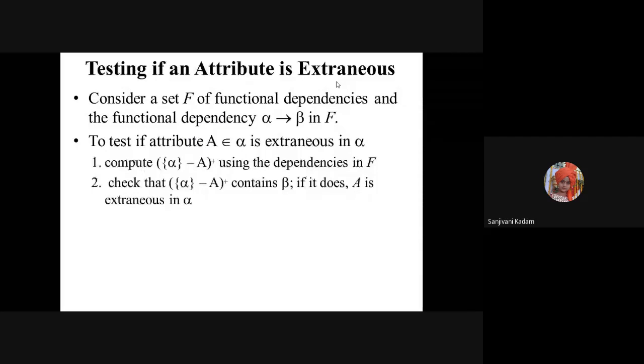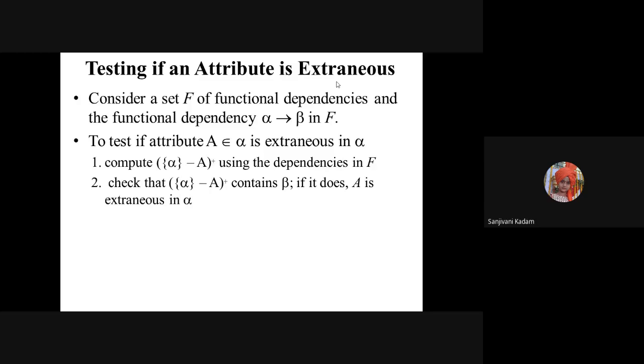So testing can be done. Testing if an attribute is extraneous. Consider a set F of functional dependencies and the functional dependency alpha gives beta is there in F. To test if attribute A belongs to alpha is extraneous in alpha, we compute the closure of attributes other than that attribute, using the functional dependencies in F, and check whether it contains beta.